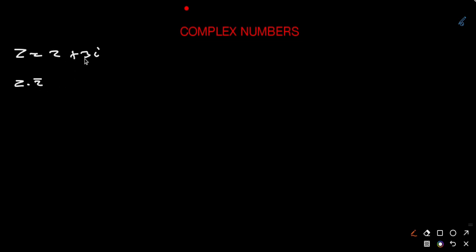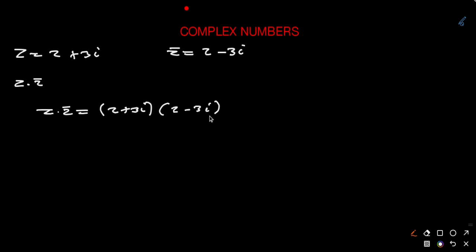So what is the conjugate of this one? The conjugate of this one here is 2 minus 3i. Alright, so let's multiply. So z multiplied by z conjugate, what are we going to have? We're going to have this one, then multiply by 2 minus 3i. So from there, this one is just a conjugate, so just multiply this one with this one, and this one with this one.